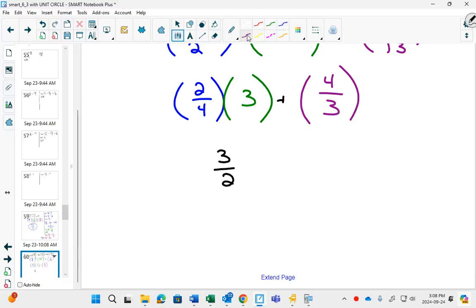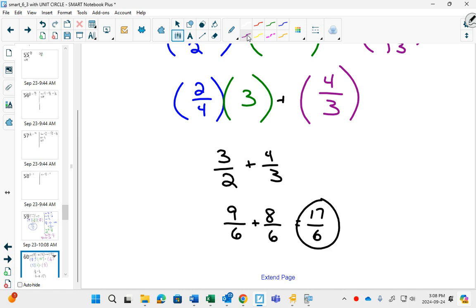So this is basically 3 halves. 1/2 times 3, 3 halves, plus 4/3. I need a common denominator. This will be 9/6, and the total is 17 over 6. And the nice thing is, when you get there, you can check your answer and see if you're right or wrong. Then I get nervous because I'm like, oh, I probably made a mental math error. But it was the same, so it's good.